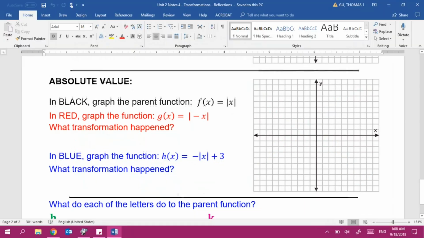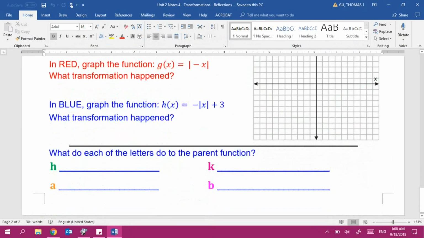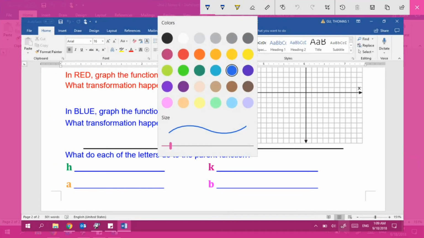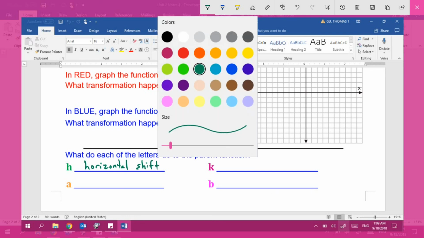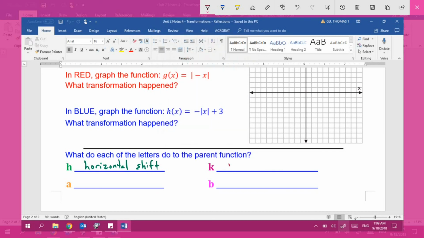So real quick, let's fill out this bottom part. What do each of the letters do to the parent function? Now remember, we can look at the original form to help us see where every letter goes. H is going to be a horizontal shift. So if H is a horizontal shift, what is K? K is the vertical shift.